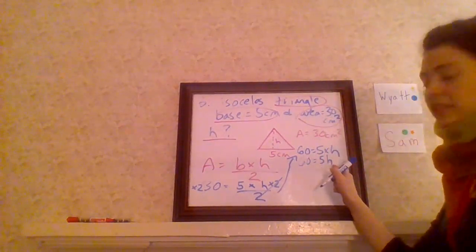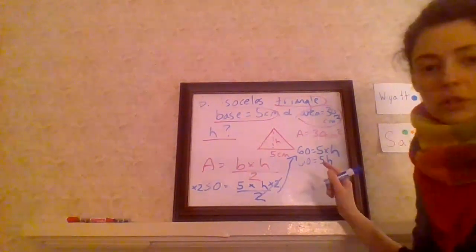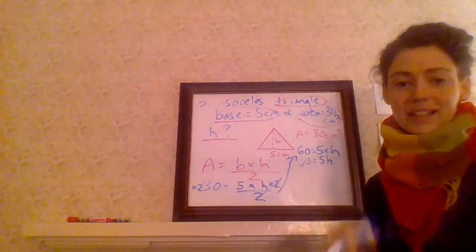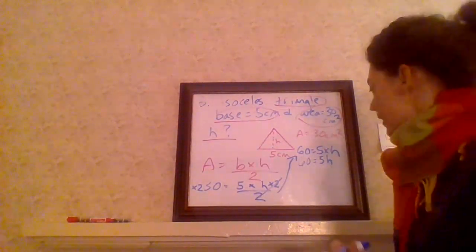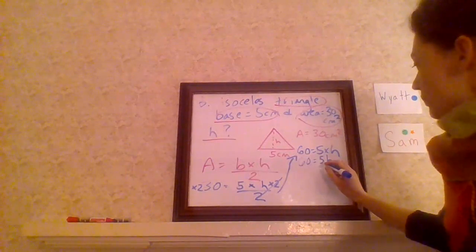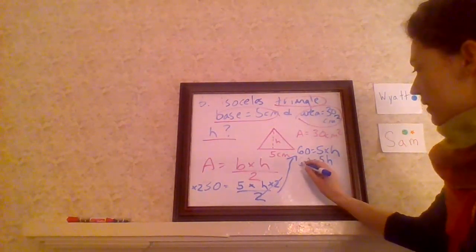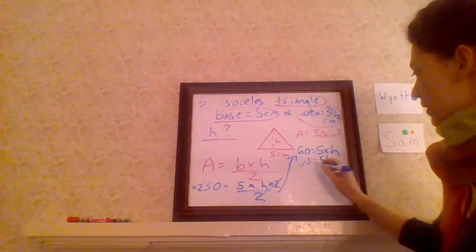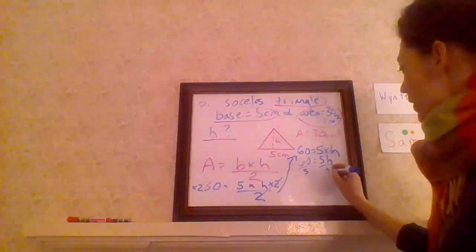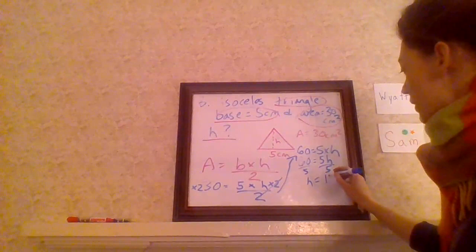Okay, so then we say 60 equals 5h. If you say 5h, that's the same as 5 times h. You remember that from earlier in the year when we did a unit on algebra. Now, 5 times what equals 60? So we could say 60 divided by 5. Divide both sides by 5. We'll get h equals 12.